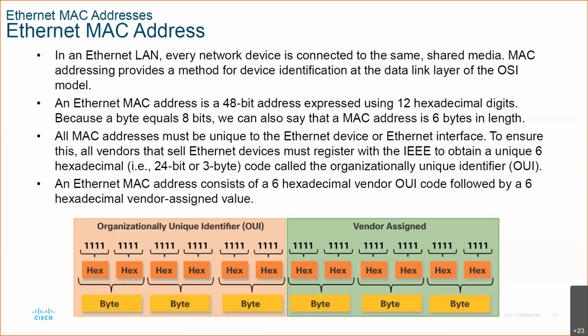There is no MAC which is repeated. If at all it is repeated, that means the vendor has made some mistake, and has to close the factory, close shop, because IEEE doesn't make mistakes. So this makes sure that every MAC in the world is unique and not repeated. An Ethernet MAC address consists of a 6-hexadecimal-digit vendor OUI code followed by a 6-hexadecimal-digit vendor-assigned value. This one the vendor takes care of, and this one is given by IEEE.